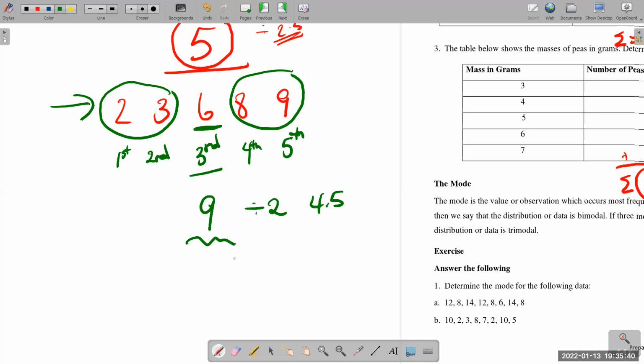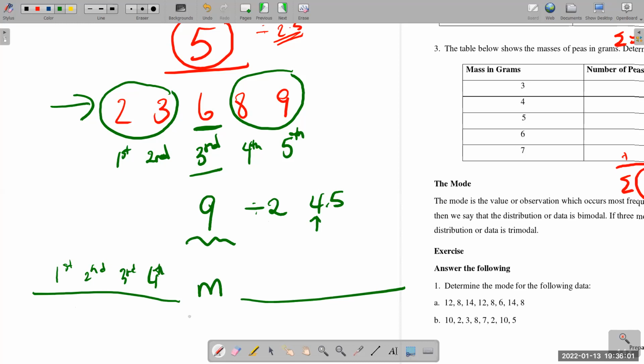What does that mean? If M is my median, how many numbers can I find on both sides? It's not going to be 4, right or wrong? So if I have 4 numbers here, my first term, second term, third term, fourth term, what term is the median term? The median term is going to be the 5th term.